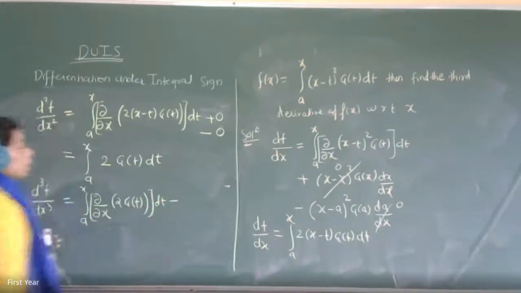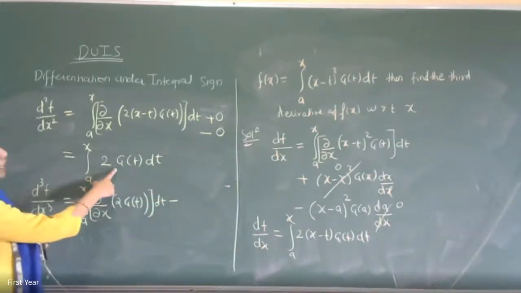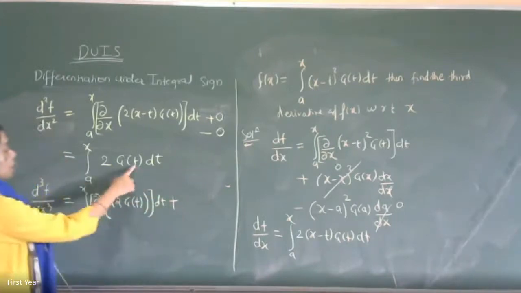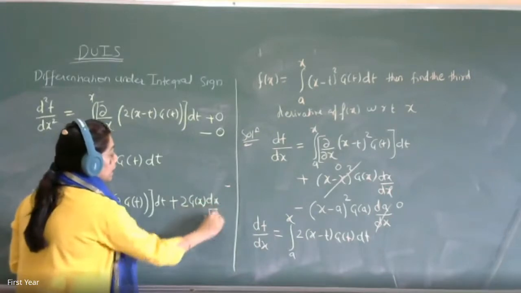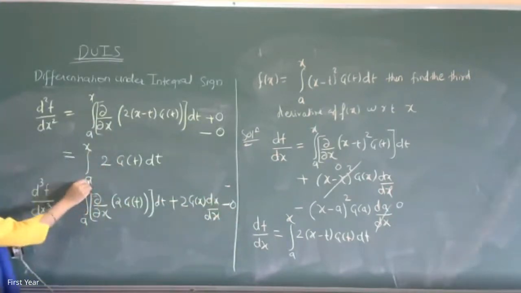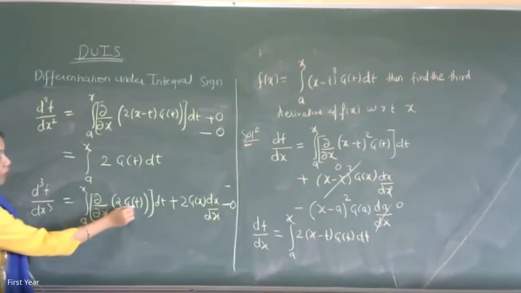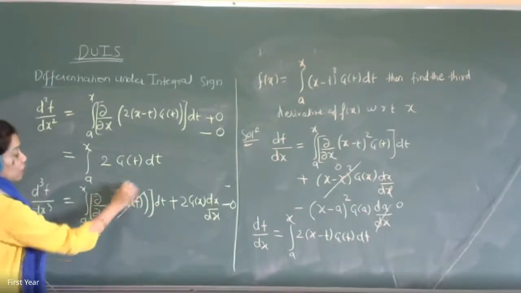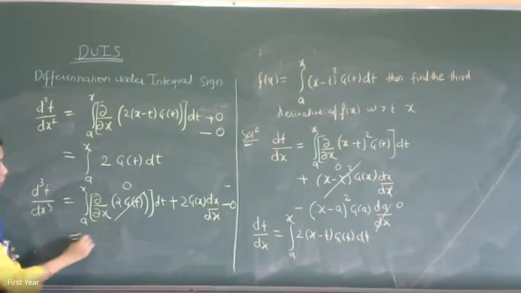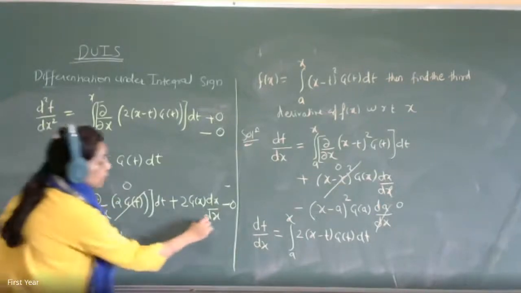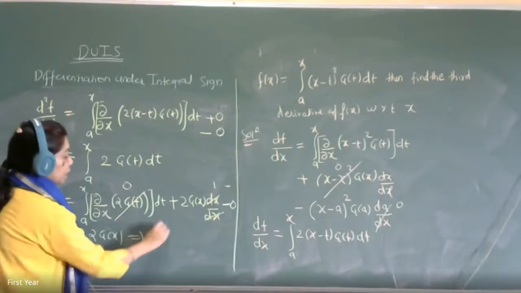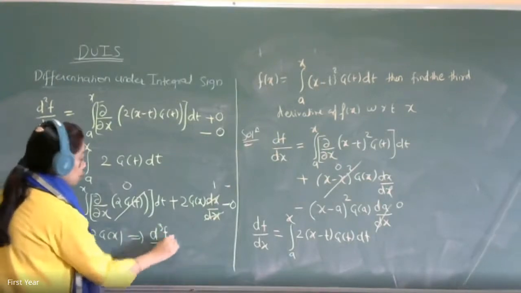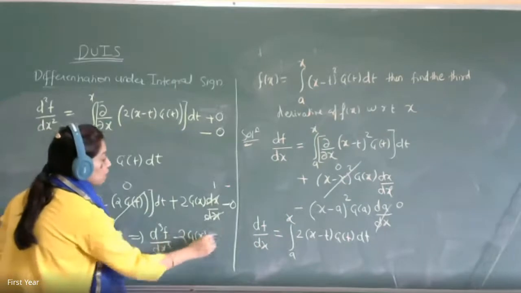But now the upper limit and lower limit terms won't be 0, because there is no x minus t term. So put the upper limit x in place of t: 2g of x into dx by dx. The lower limit will be 0 because the derivative of a constant is 0. The derivative of this term with respect to x has no x, so it will be 0, and the integration of 0 is 0. Therefore you only get 2g of x, because dx by dx is 1. And therefore your relation is nothing but d cube f by dx cube minus 2g of x is equal to 0.